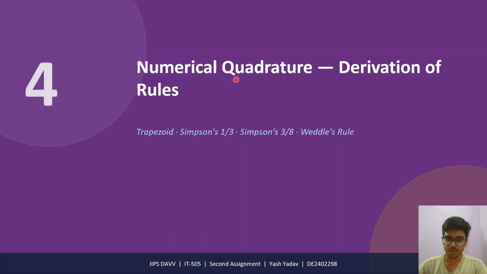Next, we move into numerical integration, also called numerical quadrature. The goal here is to approximate definite integrals numerically when solving them analytically becomes difficult. We will cover trapezoidal rule, Simpson's one-third rule, Simpson's 3/8 rule, Weddle's rule, and Gauss quadrature.